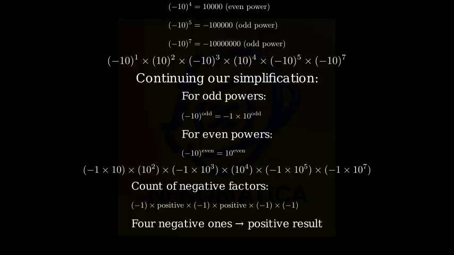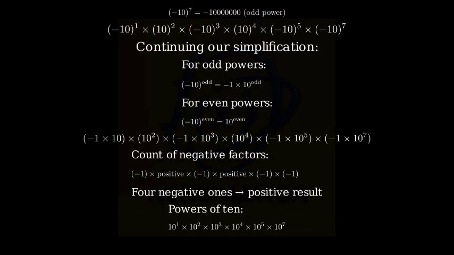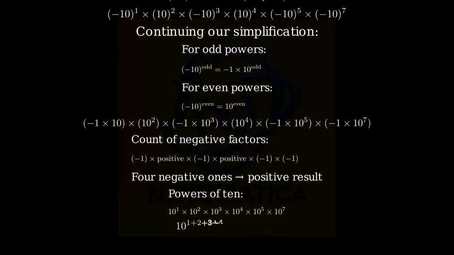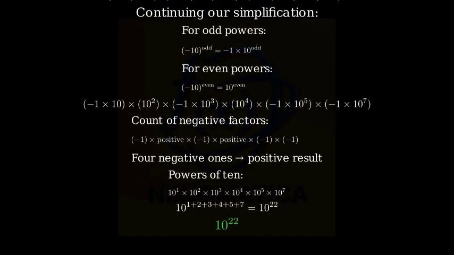Let's now focus on the powers of 10. We have 10 to the first, 10 squared, 10 cubed, 10 to the fourth, 10 to the fifth, and 10 to the seventh. Using the product rule for exponents, we add all these exponents. 1 plus 2 plus 3 plus 4 plus 5 plus 7 equals 22. So our final answer is 10 to the power of 22. Let's move on to our second example.